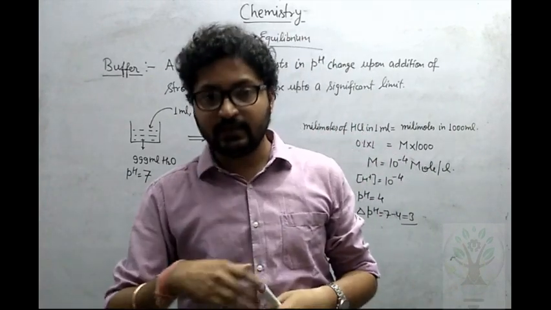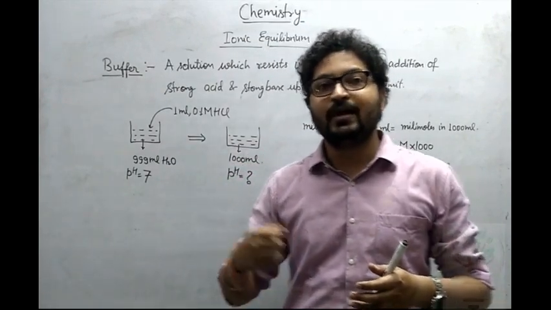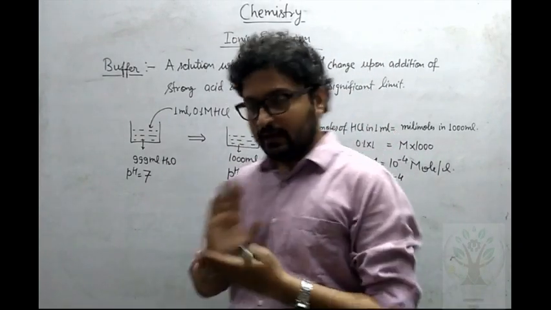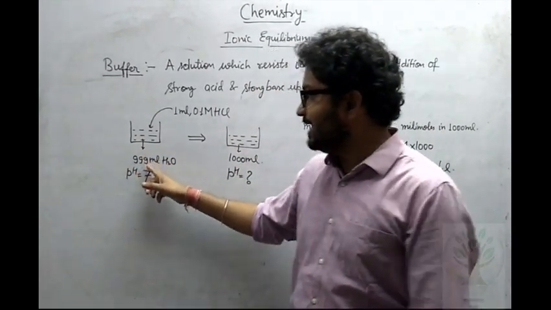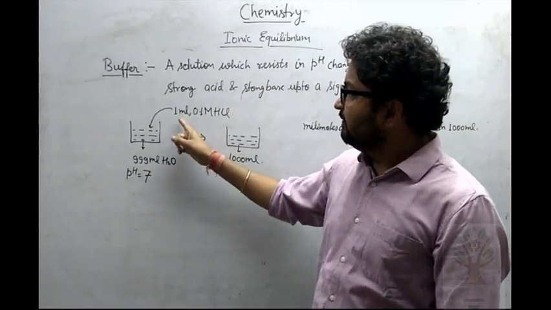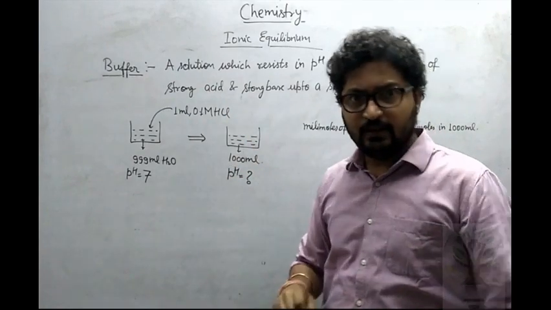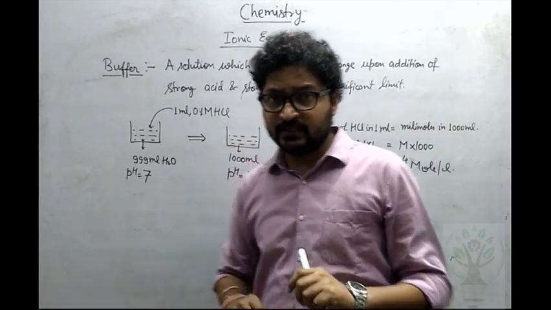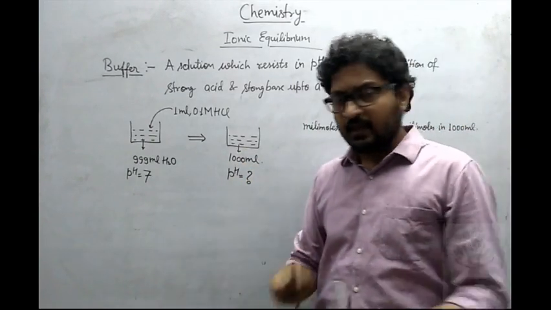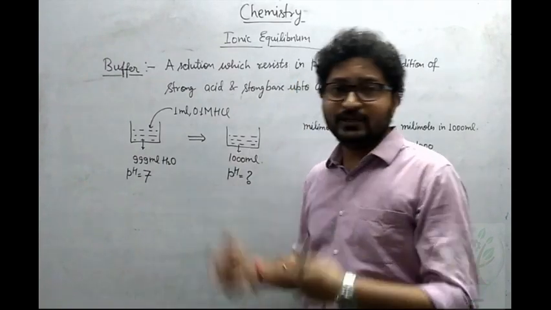Let me give you an example of how pH changes if we add some amount of acid or base in a given solution. Okay, it's not a buffer. Suppose we have 999 ml of pure water. Its pH will be 7. Now we have added just 1 ml of 0.1 molar HCl. What will be the final volume? Final volume will be 1000 ml. Now I'm asking you what will be the pH of this solution. You can treat it as a question as well.